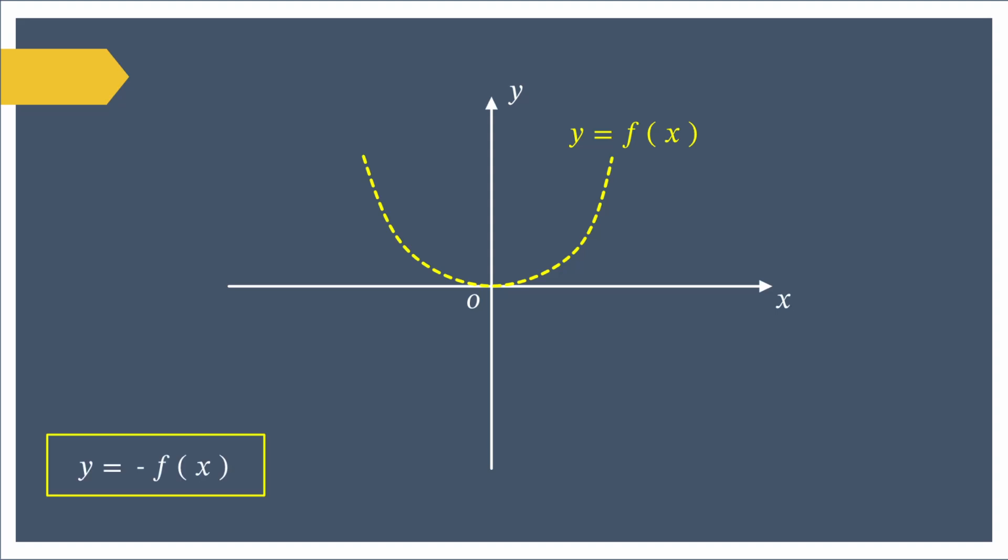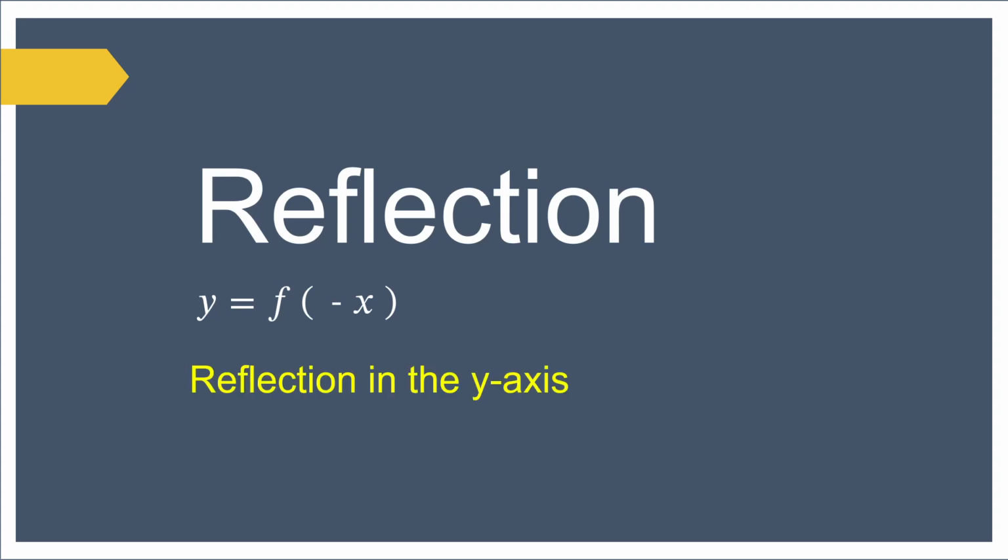So say this is y is equal to f of x, then the graph of y is equal to negative f of x would be a reflection in the x-axis, so it would produce this graph. Next, the graph of y is equal to f of negative x is a reflection of the graph of y is equal to f of x in the y-axis.